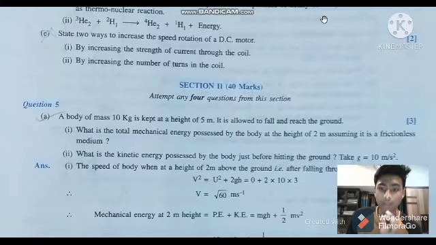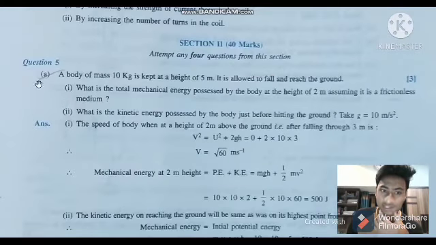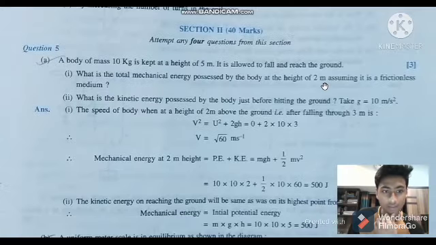So now here we are with the second section, section 2, which is also belonging to the subjective part. This is very interesting. I personally love this subject, the choice which you have to do. So let's see. Question number 5a states a body of mass 5 kg is kept at a height of 5 meter. It's allowed to fall and reach the ground.